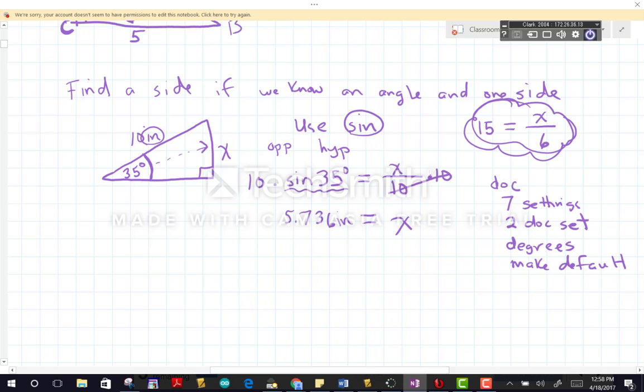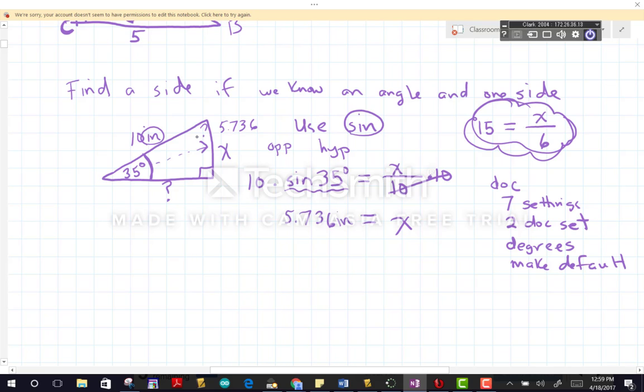Okay, so now if I know that this side is 5.736 inches, could I find this side down here? Yeah. Okay. Do I have more than one way to do it? Could I use the Pythagorean theorem? Yeah. Could I use a trig identity? Could I use sine, cosine, or tangent? Right? Okay. Could I figure out what the measure of this angle up here is?